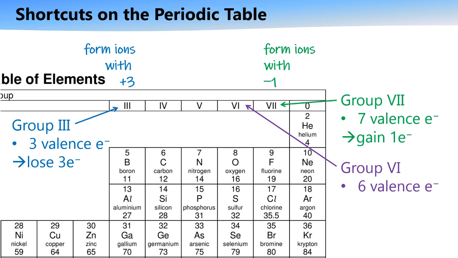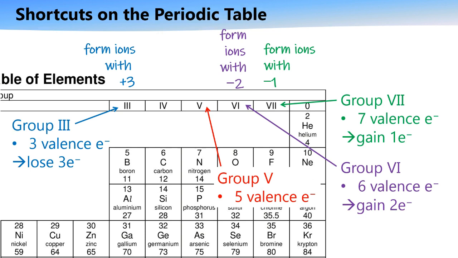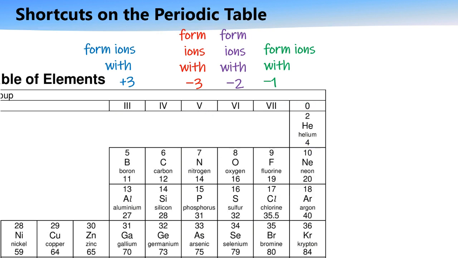Group 6 with 6 valence electrons will then gain 2 electrons. And since they gain 2 electrons, they will form ions with -2 charge. And lastly, group 5 with 5 valence electrons, to achieve an octet configuration, they will gain 3 electrons and will form ions with -3 charge. So please write all this at the top of the periodic table. This will help you when determining the charges of the ions for each group.